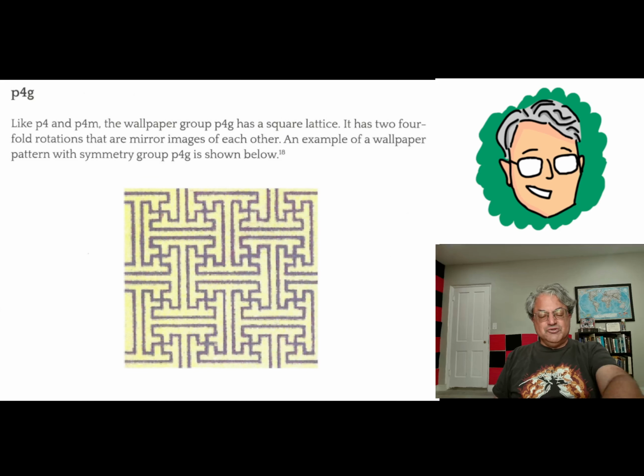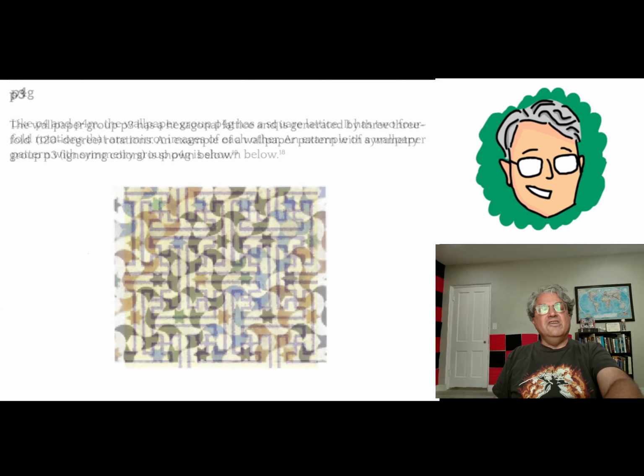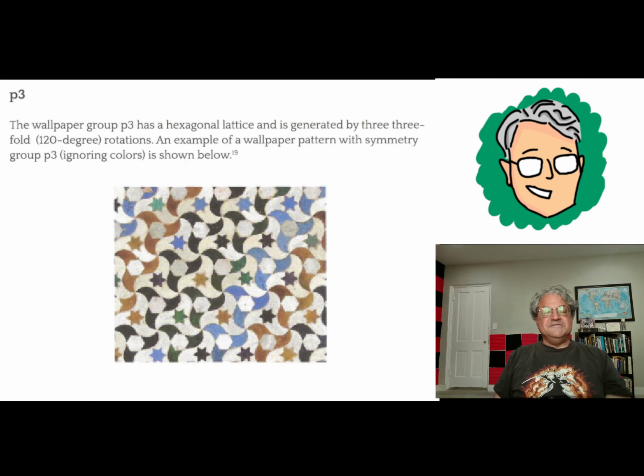That takes care of all the square lattices, and now we have hexagonal lattices. I think these are my favorite. And the simplest wallpaper pattern with a hexagonal symmetry, a hexagonal lattice, is called P3, and the 3 means it has a threefold symmetry. And I think this picture, I recognize this picture. I think this is one of the patterns at the Alhambra.